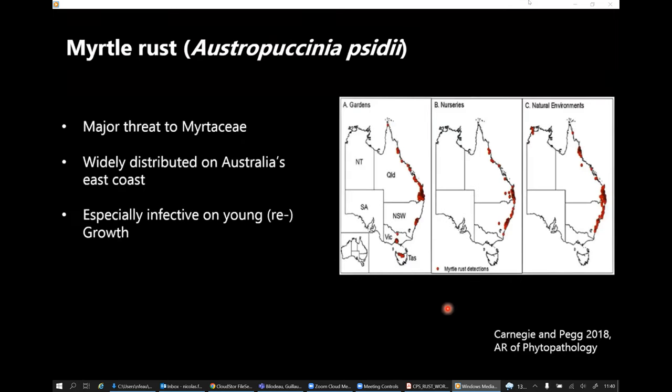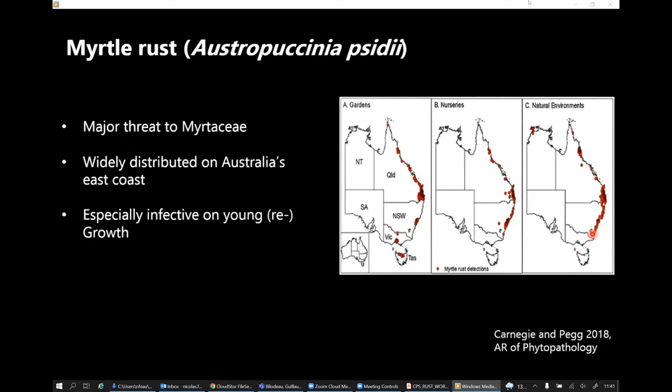Let's see, all right. So if you know a little bit of Australia, this is how Australia looks. We have Tasmania, an island at the bottom. It's a lovely place, especially with a better government. So here you see where you can actually find myrtle rust. Myrtle rust is really mostly found on the east coast. It has not been found on the west coast just yet. And it's mostly in coastal regions because it needs this humidity and also that's where most of the Myrtaceae grow.